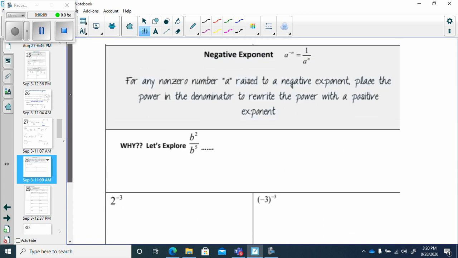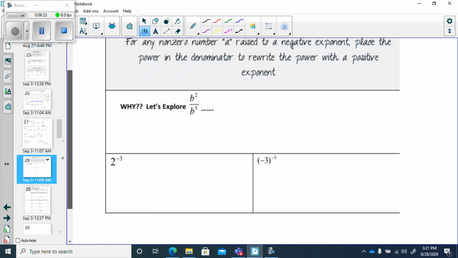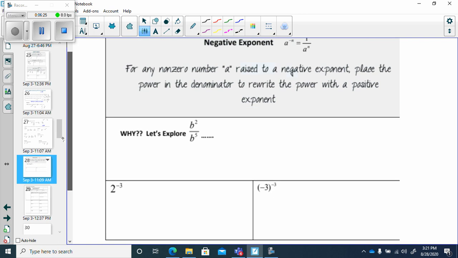Here it shows it to you. A to the negative n is 1 over a to the n. So if you're given 1 over a to the n, it's the same as a to the negative nth power. They said for any non-zero number a raised to a negative exponent, place the power in the denominator to rewrite the power with a positive exponent.